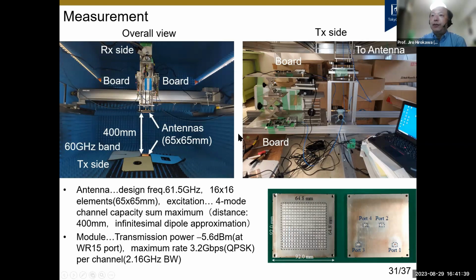We used an RF module having transmission power of minus 5.6 dBm at the WR15 waveguide port. And the maximum transmission rate is 3.22 gigabps for QPSK per channel, with 2.16 gigahertz bandwidth. This RF module is provided by Japan Radio Company and Sony Corporation.